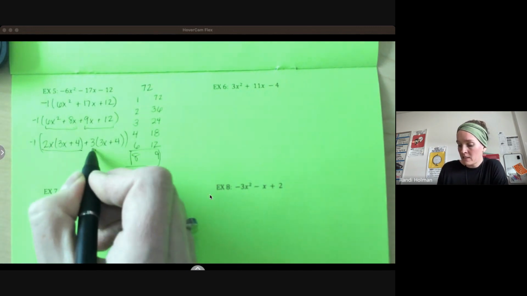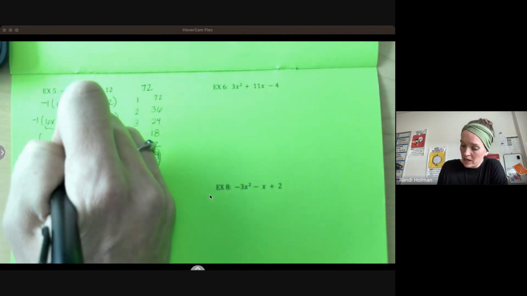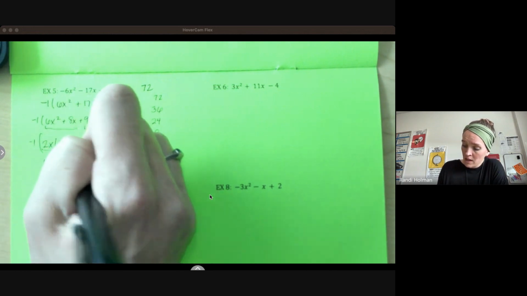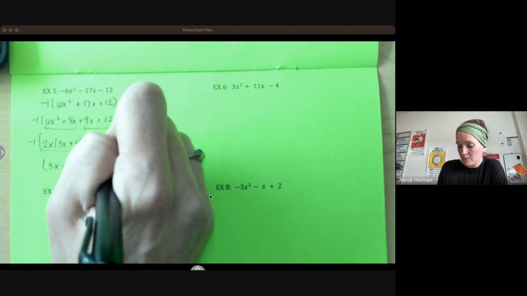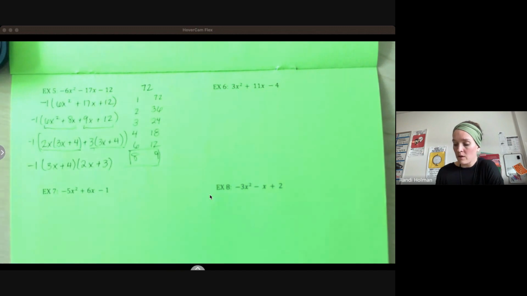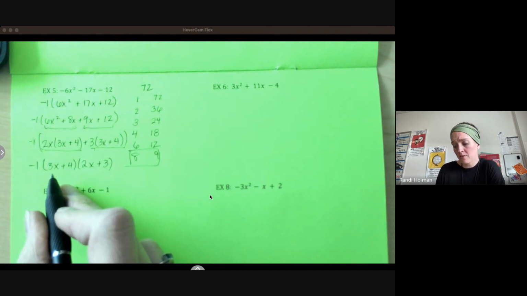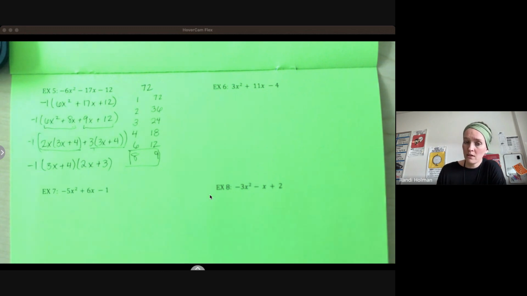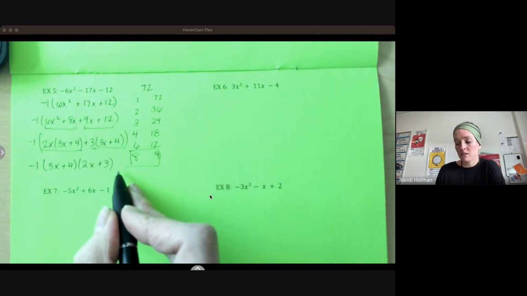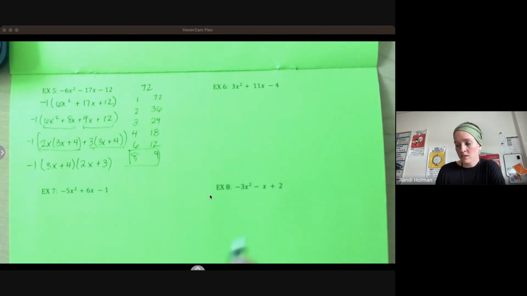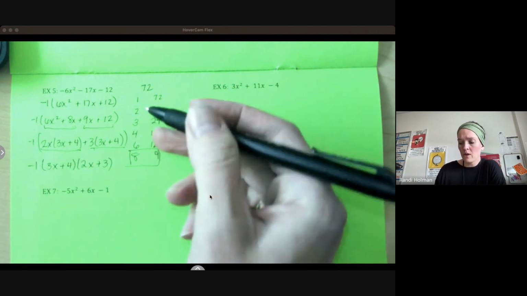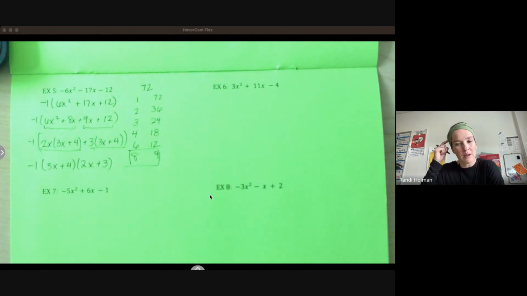Okay, both of these things have a 3x plus 4, and we're left with a 2x plus 3, that -1 out front. Okay, this is an acceptable answer. If you got negative 3x minus 4 times 2x plus 3, that would be acceptable. Negative 2x minus 3 times 3x plus 4, also acceptable. So you don't have to factor out that negative 1. It just makes your process a little easier thinking about your positives and negatives along the way.